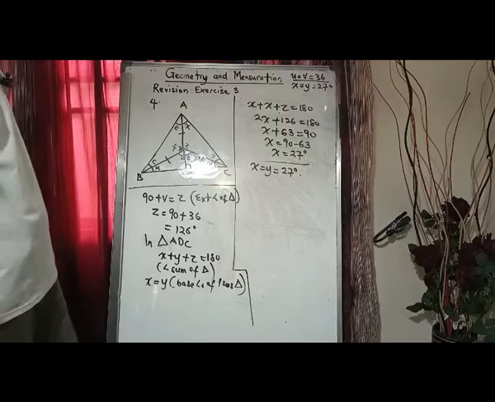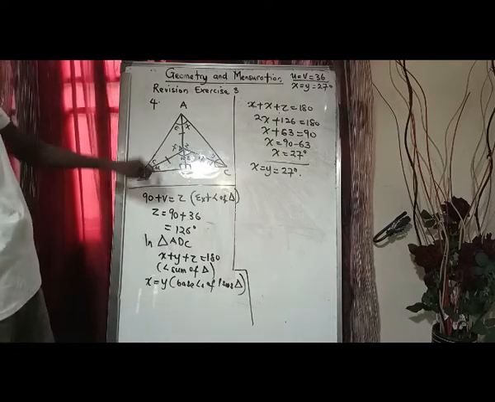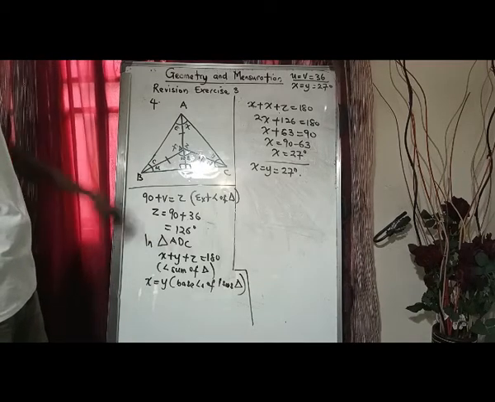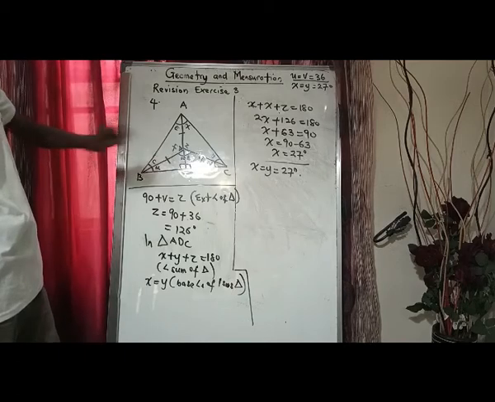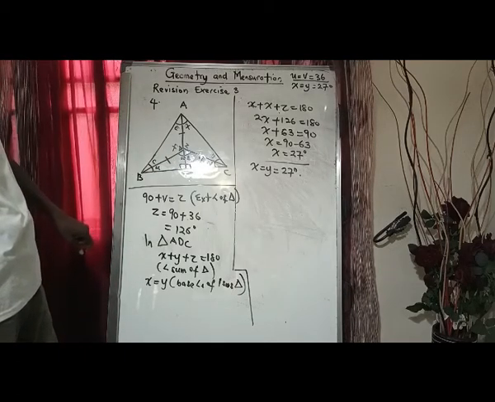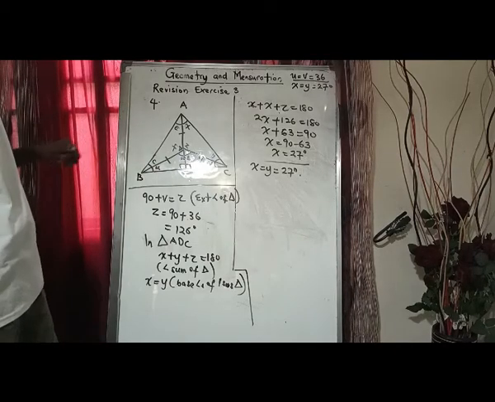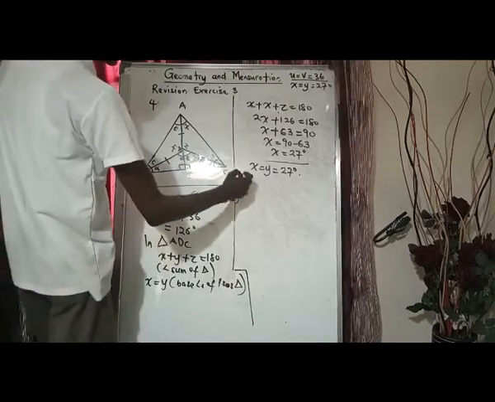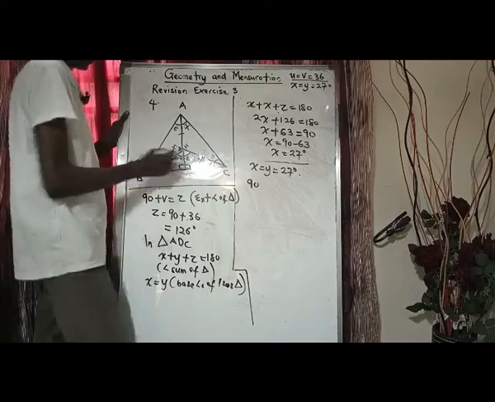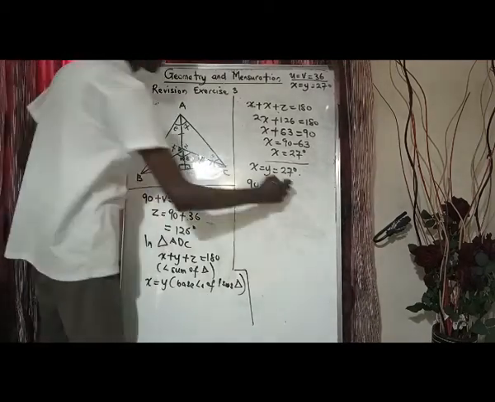Now, I need to get this part, this angle. I call this angle F. Was that X? F, I call that. Yes, angle F. So how do I get F? It means that 90 plus u will be equal to this F.